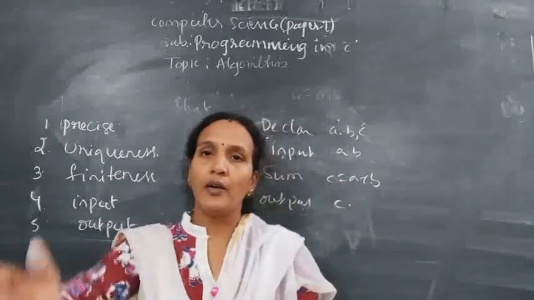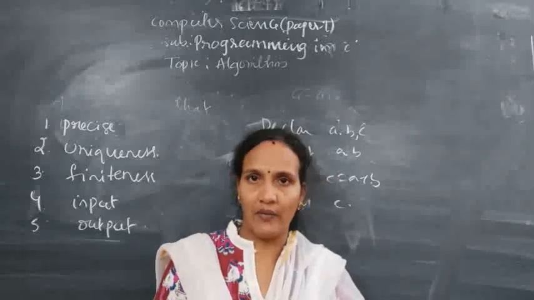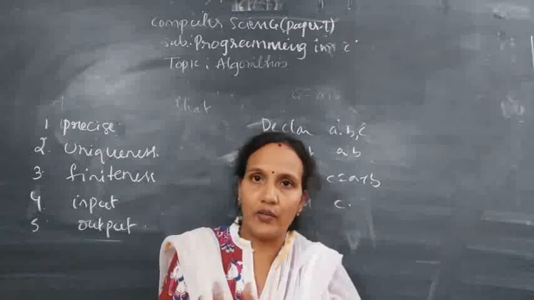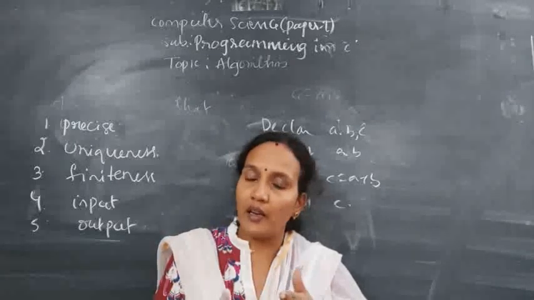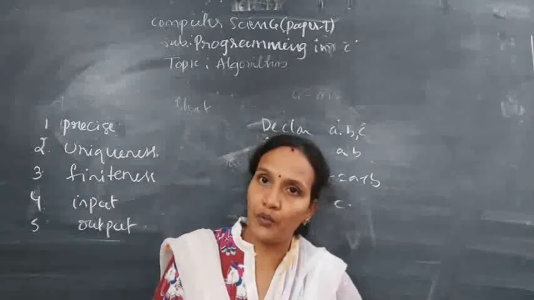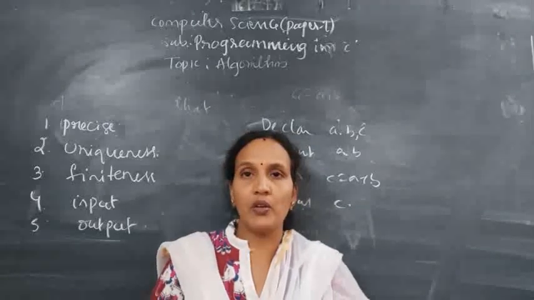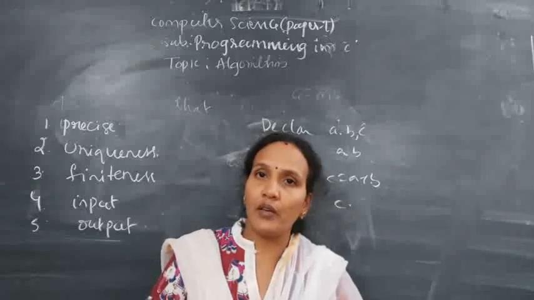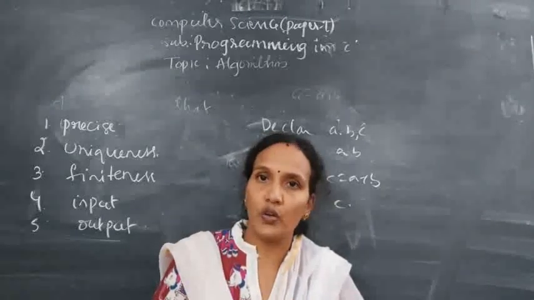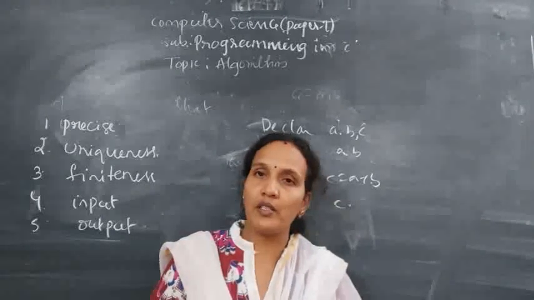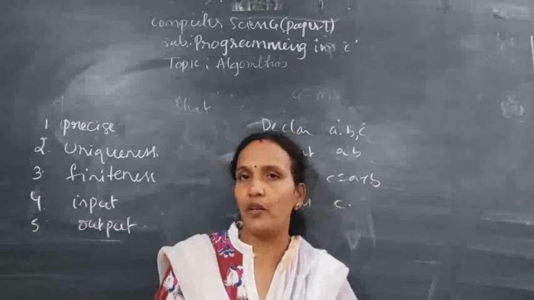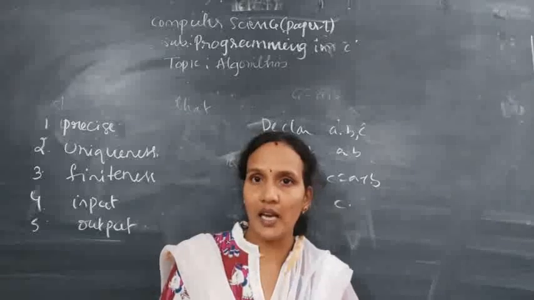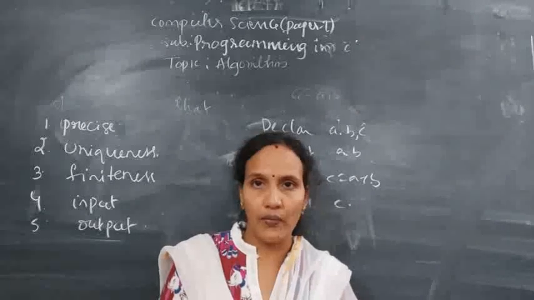Clear? And each and every algorithm should have only a finite set of steps. And each and every algorithm should have some input values and some output value, because we are giving a solution using an algorithm. So when you are giving a solution, there should be an output. If an output is there, it means 100% you will have an input, because without input we won't get the output. Understood? These are the characteristics of an algorithm.